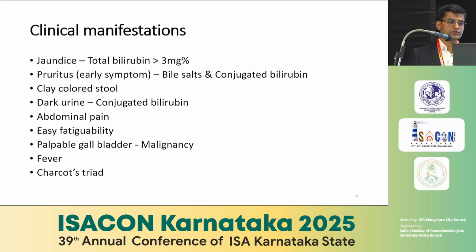Clinical manifestations, these patients, as we all are aware, come with various manifestations like jaundice, pruritus, clay colored stools, dark urine, abdominal pain, easy fatigability, and Charcot's triad, characteristic of cholangitis. Mainly, I would like to stress upon the malignancy. The palpable gallbladder points towards the malignancy.